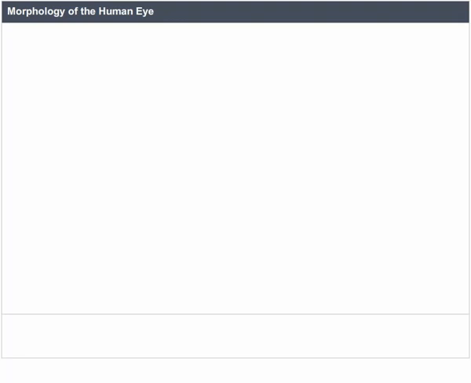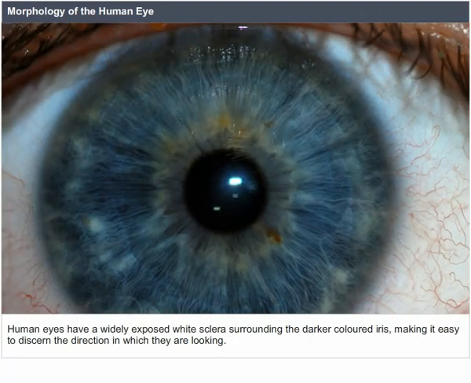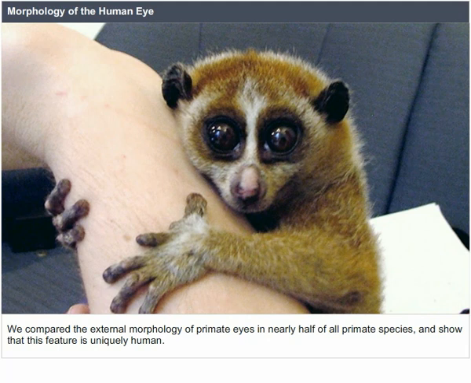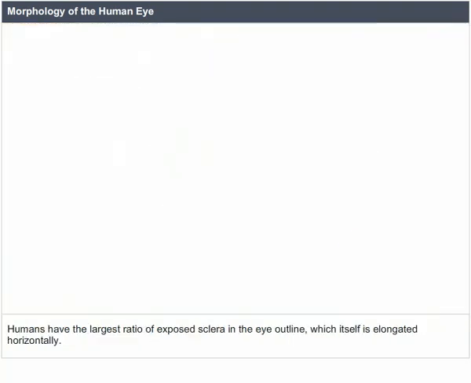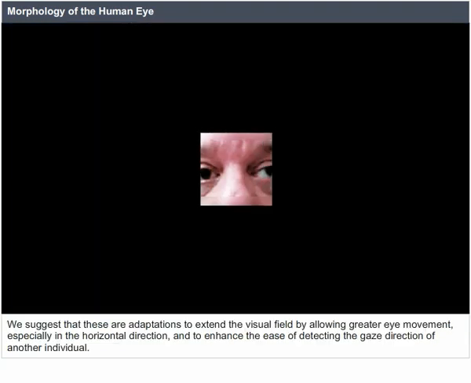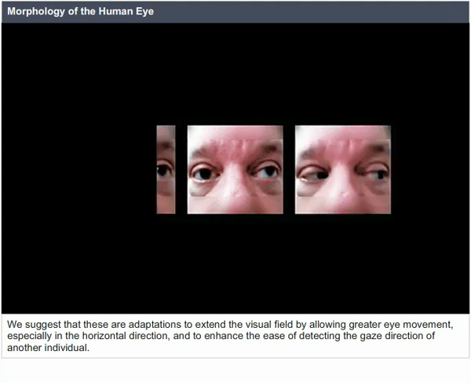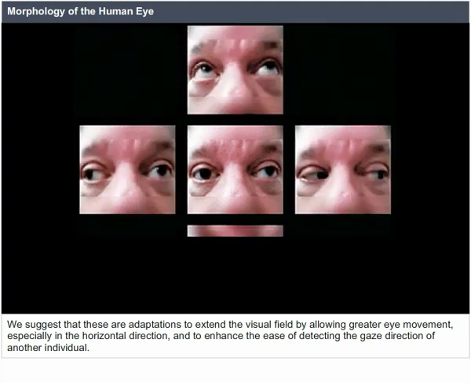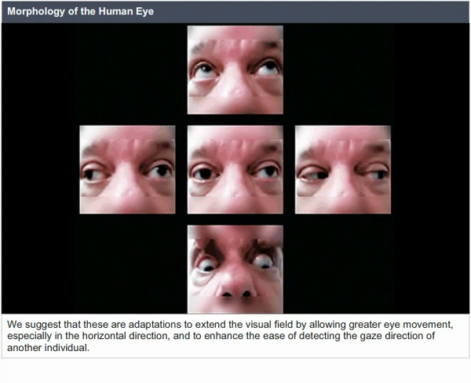Morphology of the human eye. Human eyes have a widely exposed white sclera surrounding the darker colored iris, making it easy to discern the direction in which they are looking. We compared the external morphology of primate eyes in nearly half of all primate species and showed that this feature is uniquely human. Humans have the largest ratio of exposed sclera in the eye outline, which itself is elongated horizontally. We suggest that these are adaptations to extend the visual field by allowing greater eye movement, especially in the horizontal direction, and to enhance the ease of detecting the gaze direction of another individual.